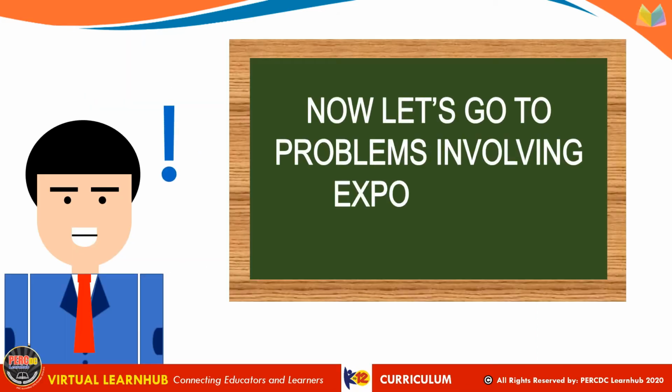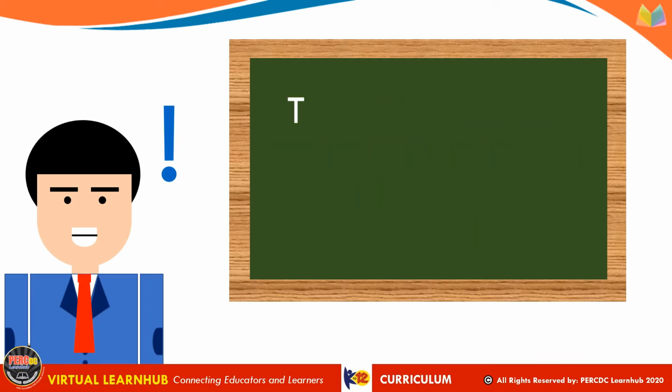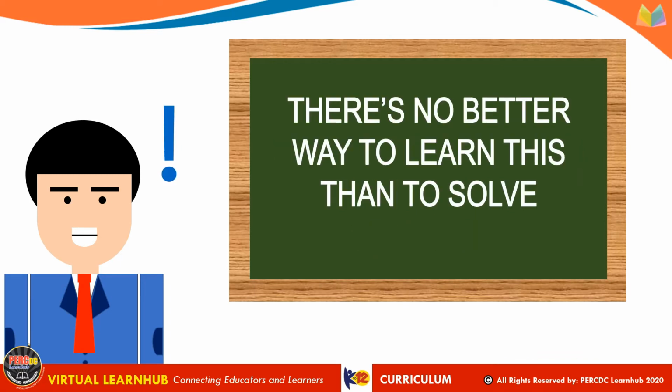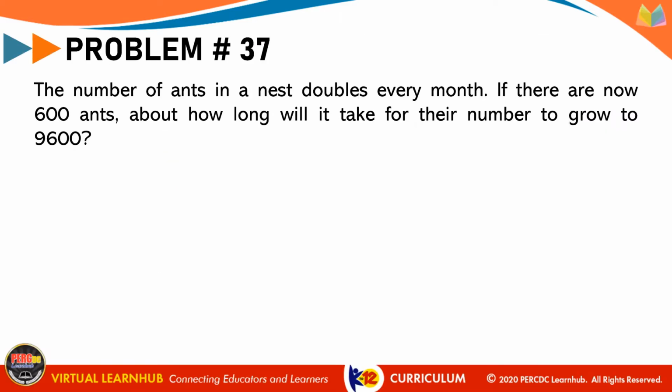Now let's go to problems involving exponential function. There's no better way to learn this than to solve problems. So, let's solve some problems. Problem number 37, the number of ants in a nest doubles every month. If there are now 600 ants, about how long will it take for their numbers to grow to 9,600?